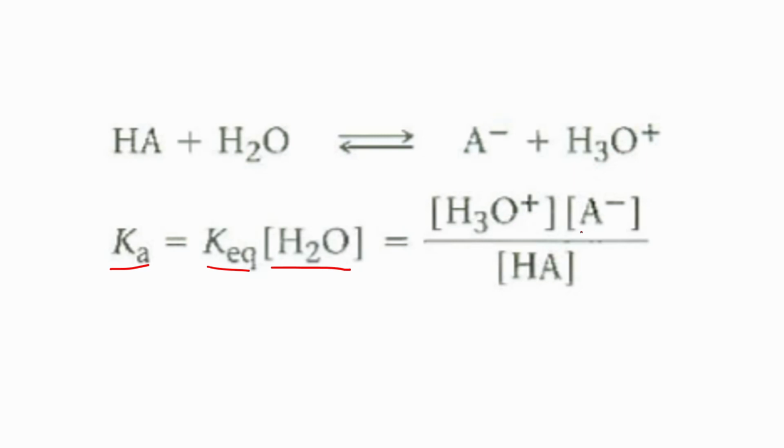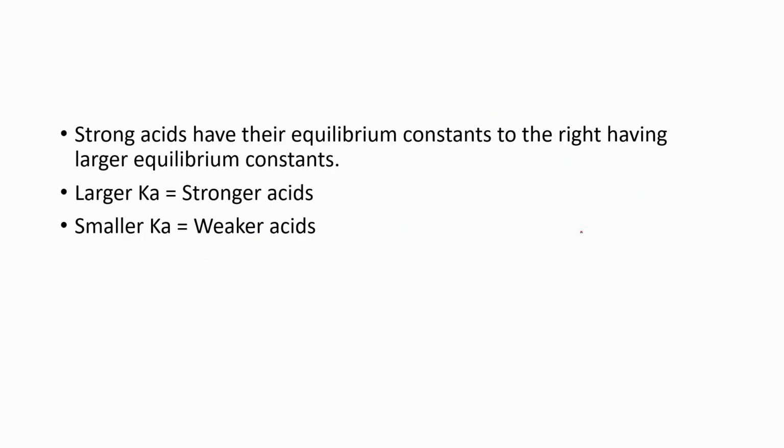Okay. So how is this useful? Ka signifies the strength of our acid. The larger the Ka of our acid, the stronger it is, because Ka describes how much proton it can give. The higher the Ka, the more protons you can give. The more protons you can give, the stronger your acid is. So large Ka values mean stronger acids, and smaller Ka values mean weaker acids.